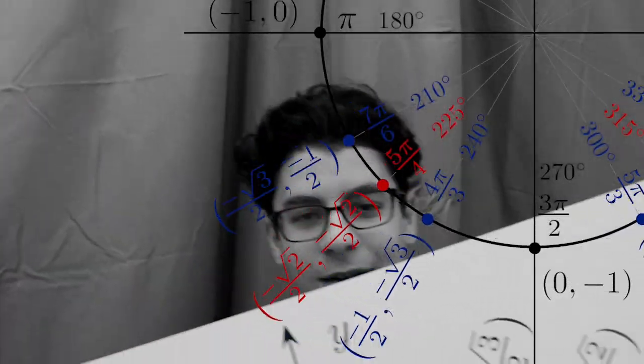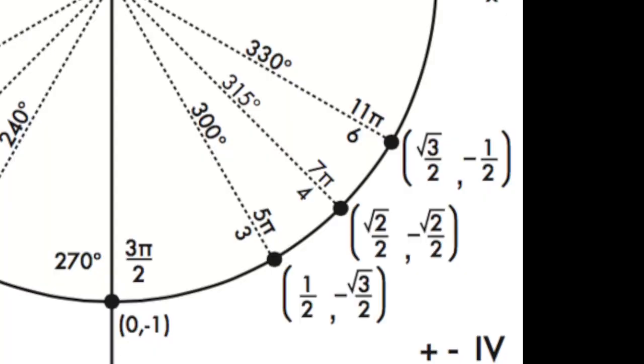270 degrees, cosine is 0, sine is negative 1. Now we're at the fourth quadrant. Cosine is positive, sine is negative. 300, cosine is 1/2, sine is negative root 3 over 2. 315, both are root 2 over 2, sine is negative. 330, cosine root 3 over 2, sine is negative 1 over 2.